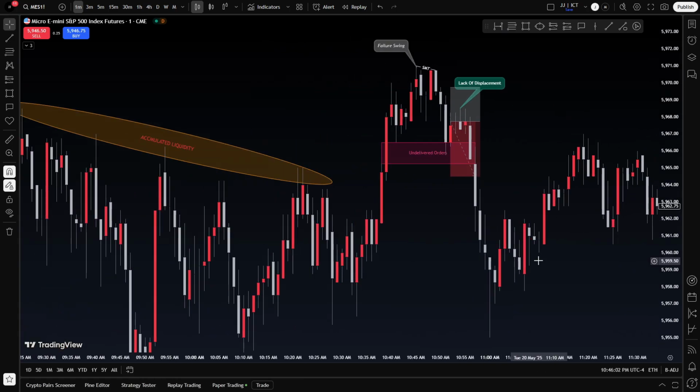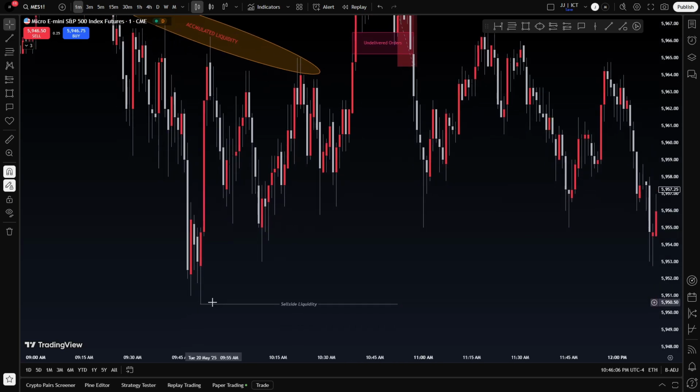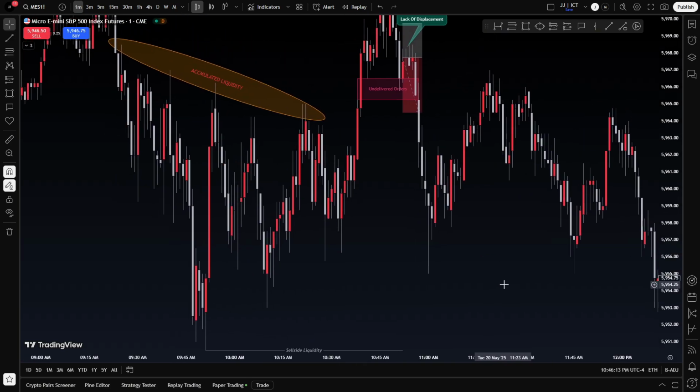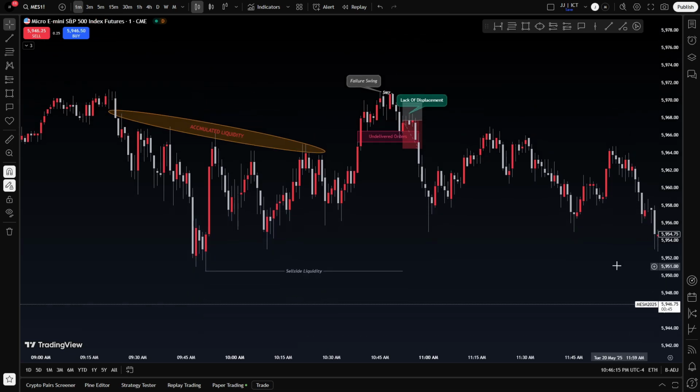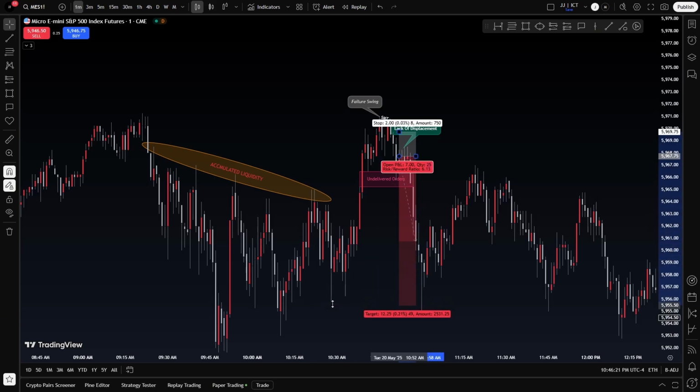But we sell right there. But where do we target? Well, where is our target going to be? You see that right there? What is that? The low of the opening range. Wow. But we're just going to take this and target these equal lows right here. You'll see why in the future. And then boom, there's our trade.